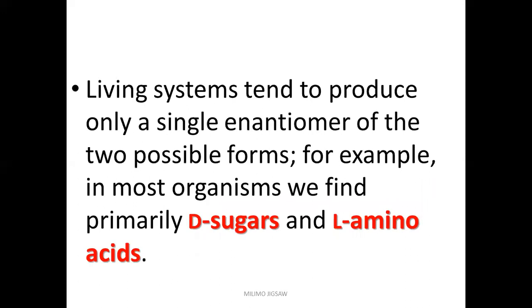When you look at the biological system, it tends to produce only a single enantiomer of the two possible forms. For example, mostly in biological systems we find primarily D sugars and L amino acids. Most of the sugars are D sugars and the amino acids are L amino acids.